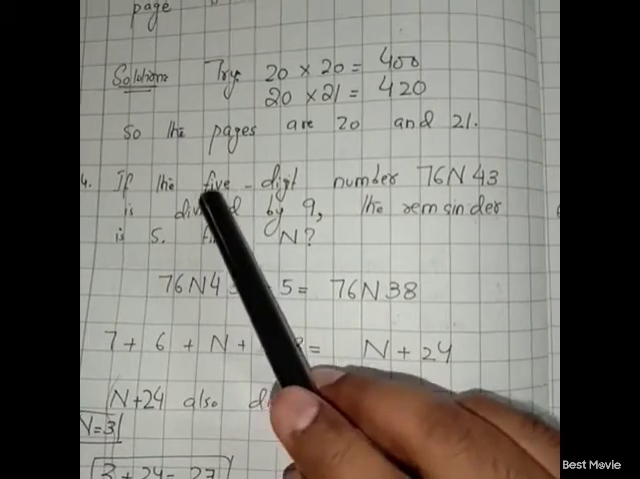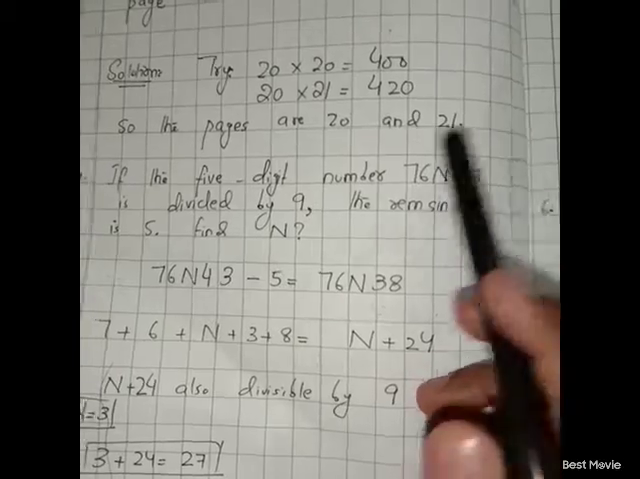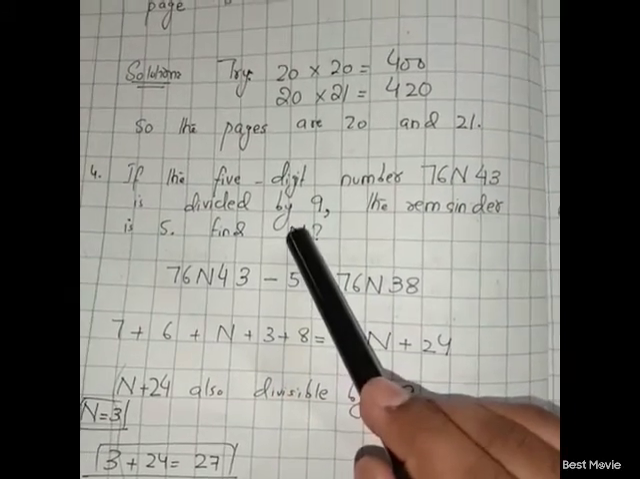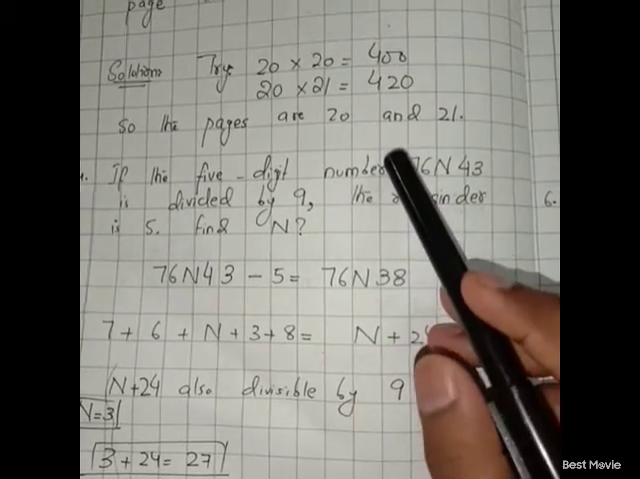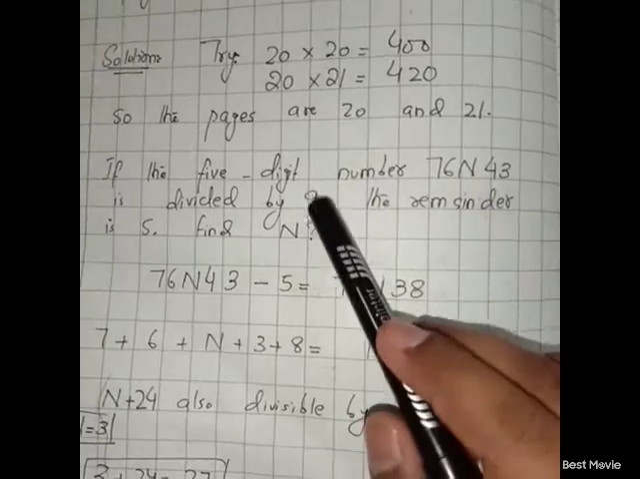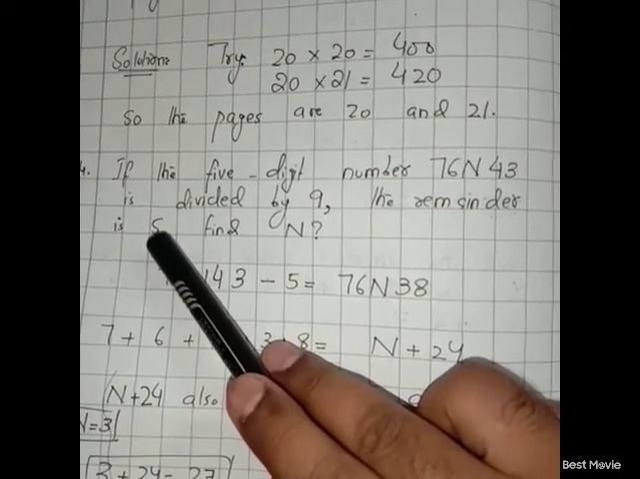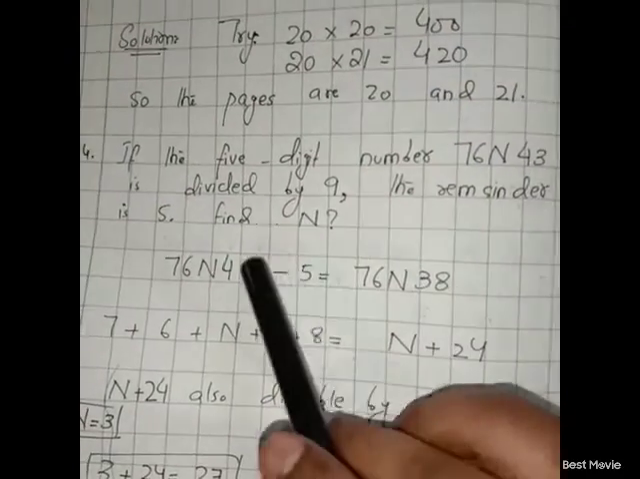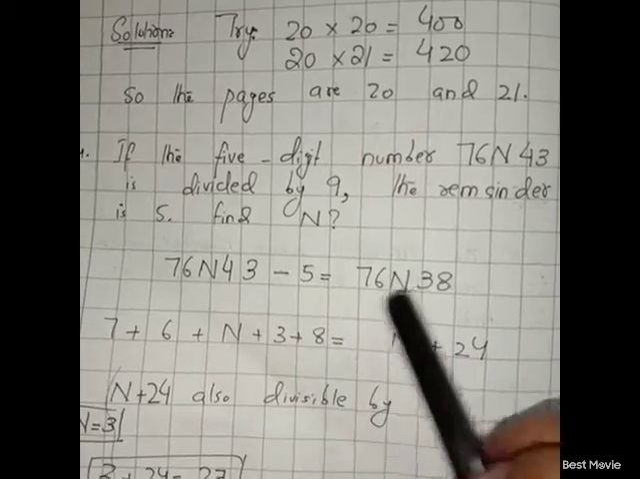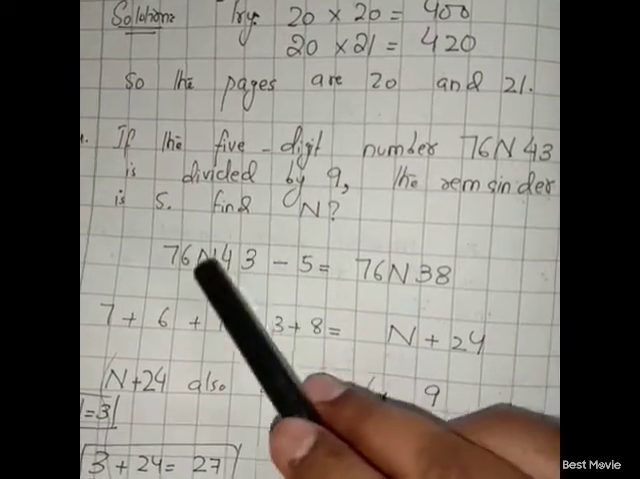Here in question number 4, if the 5-digit number 76N43 is divided by 9, the remainder is 5, find n. First of all, we will subtract that remainder from this number 76N43. So the remaining number will be 76N38, because 43 minus 5 will be 38.